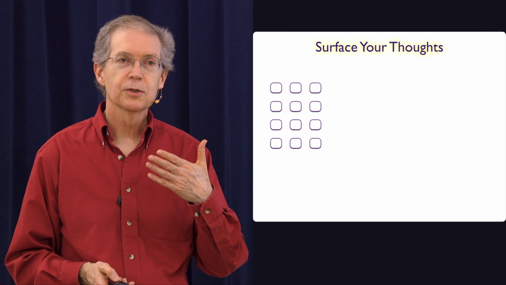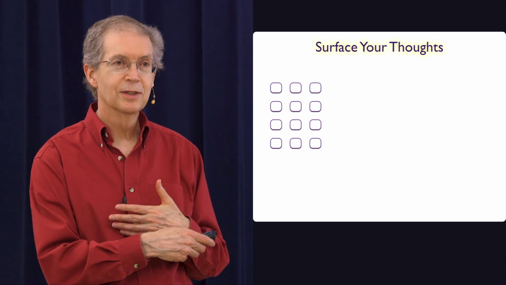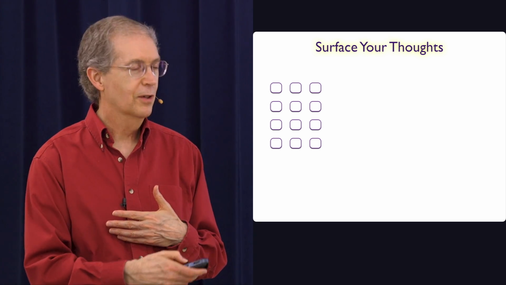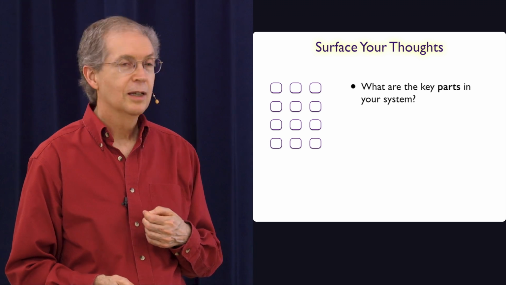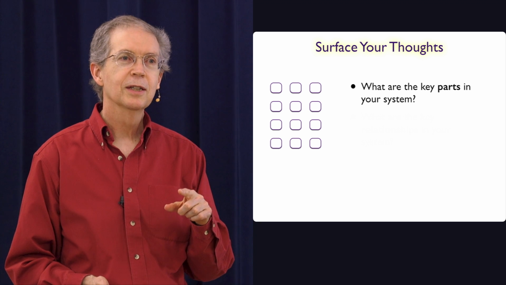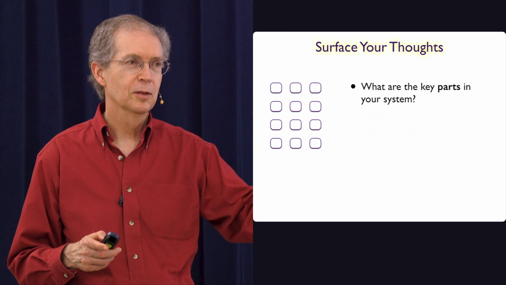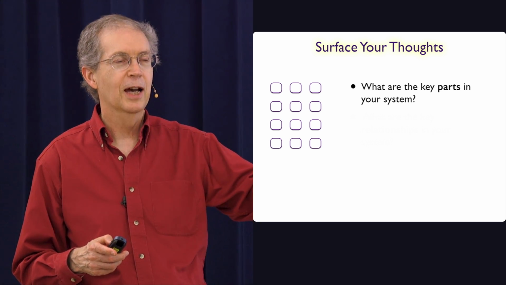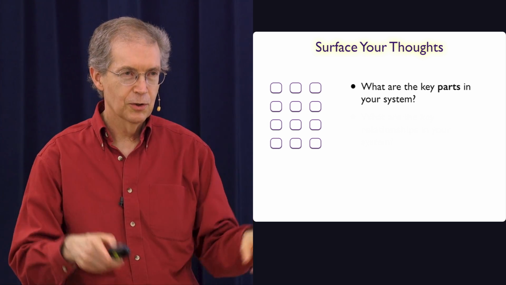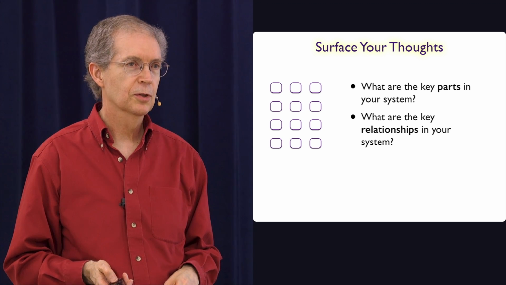The first thing that you need to do is to surface your thoughts. What I've got here is a whole bunch of chunks, more than 4, that aren't connected to each other. They're just thoughts that are out there. Ask yourself, what are the key parts in your system? And remember, your system is what you're building. It will have some reference to reality, but it isn't as though you have to decide what's happening in reality. You decide how much detail you need, what territory you're focusing on, all of those things. And what are the key relationships in your system?